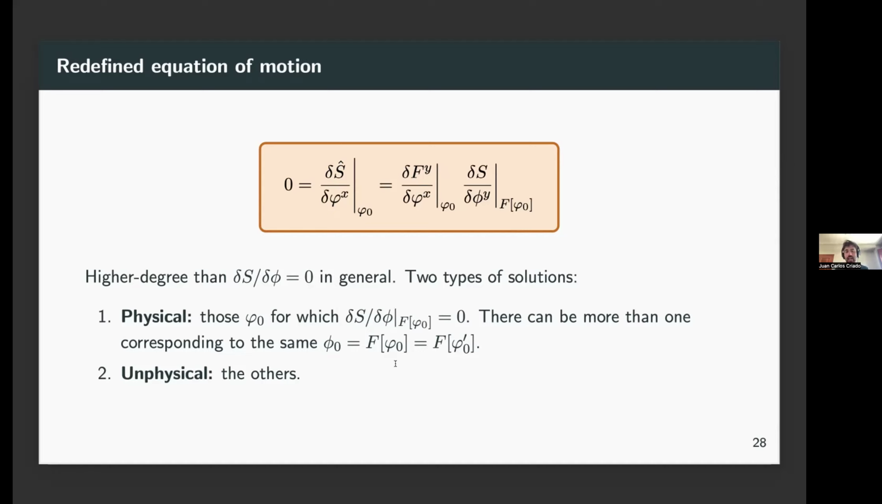So it's a higher degree equation. You have physical solutions, and because it's a higher degree equation, you can have multiple solutions that correspond to the same solution in the original theory. So you can have phi 0 and phi 0 prime, and F applied to both of them can give the same field in the original theory. So there's some duplication in there, but at least they don't change the physics.